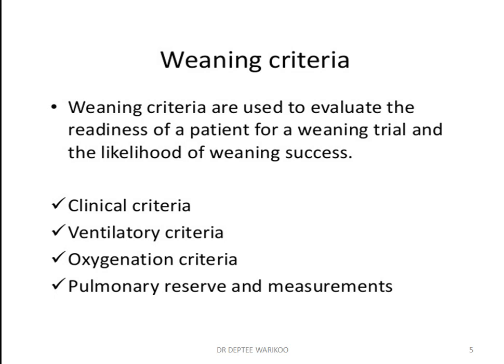There are various criteria which are followed for weaning. Weaning criteria are used to evaluate the readiness of a patient for a weaning trial and the likelihood of weaning success. In this we have to look out for difficulties in weaning, which could be due to damage of inspiratory muscles from lung diseases or the patient's fear of suffocation. So what are the criteria? First, the clinical criteria, then the ventilatory criteria, oxygenation criteria, and pulmonary reserve and measurements.